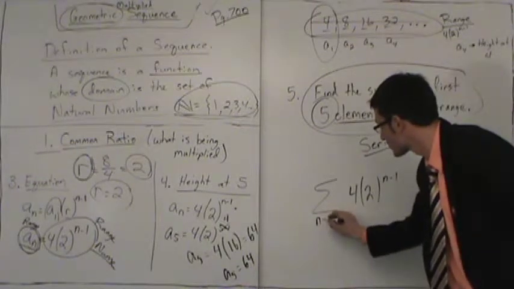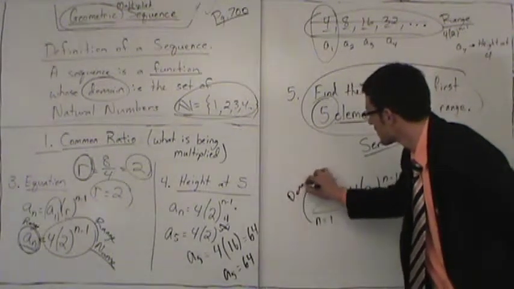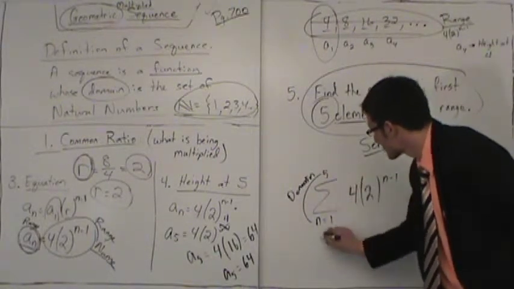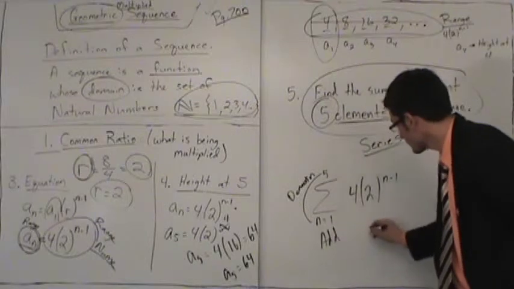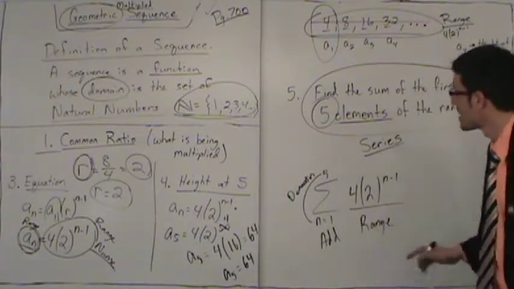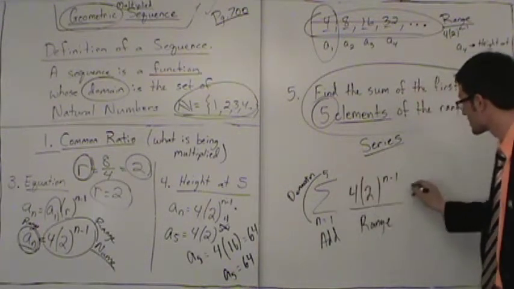So we say from n equals 1 to 5. Remember, this is your domain. Sigma means what? Sigma means add. And this is what? Range. So we're adding the range. And what numbers in the range? Well, we're adding the first 5 elements of the range. Now we just copy them down.